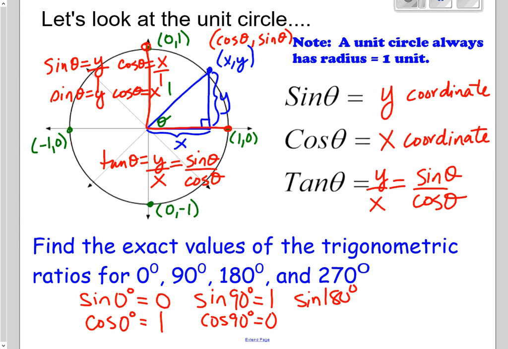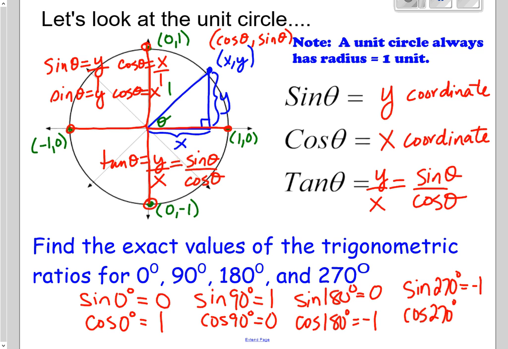Same thing with sine of 180. 180 degrees is over here on the negative x-axis. So my y coordinate for sine of 180 is going to be 0, and my cos of 180 is going to be -1. And then for sine of 270, 270 is along the negative y-axis down here, so it's -1. And my cos of 270 is my x coordinate, which is 0.